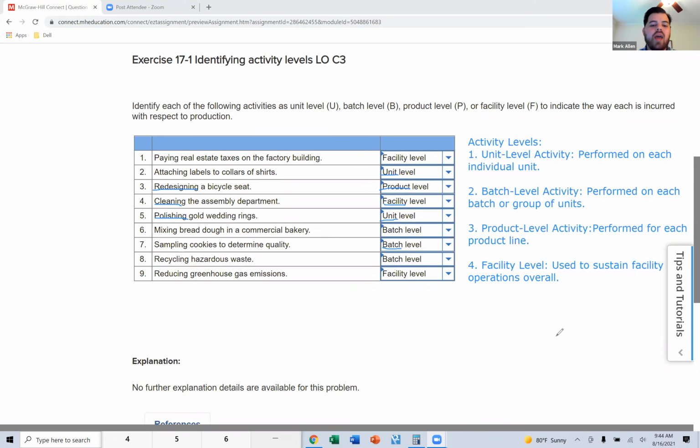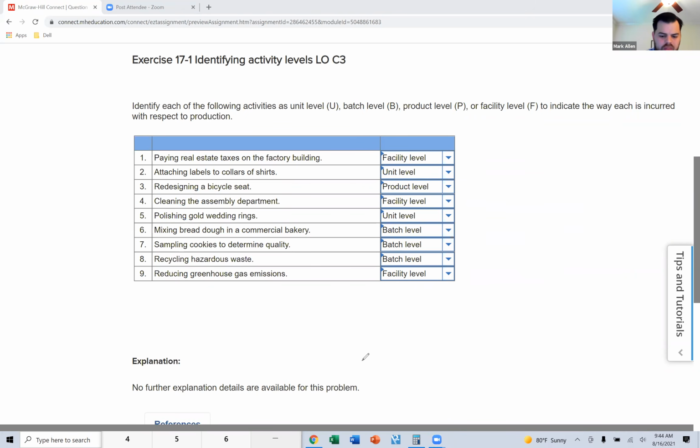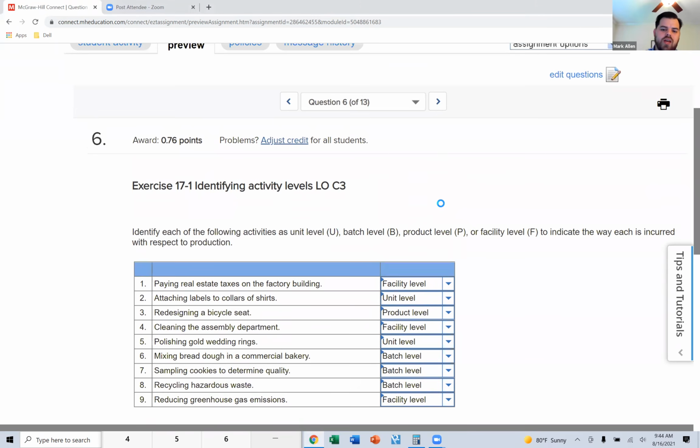So we're not going to do that every time I produce a unit. We'll do it in batches, right? So we'll get this whole run of production done, then we'll deal with the hazardous waste at the end. And finally, reducing greenhouse gas emissions. This is a facility level thing because this applies to the entire facility as a whole. So with that, we're now ready to move to number 7.